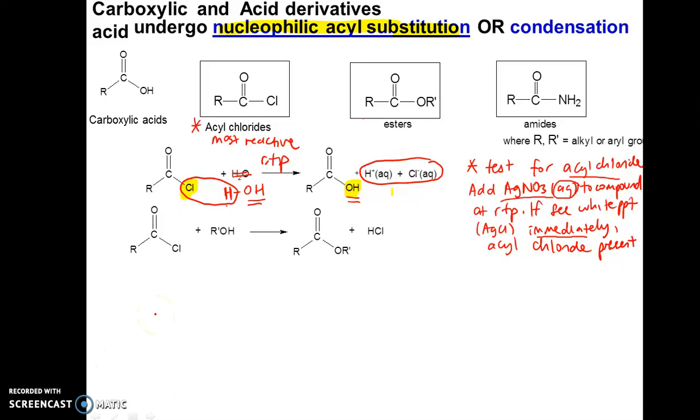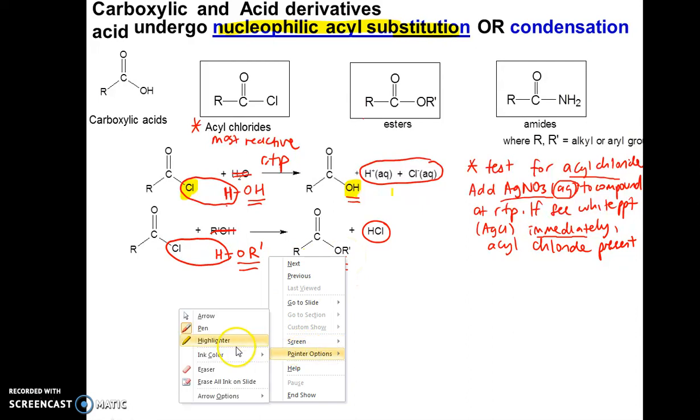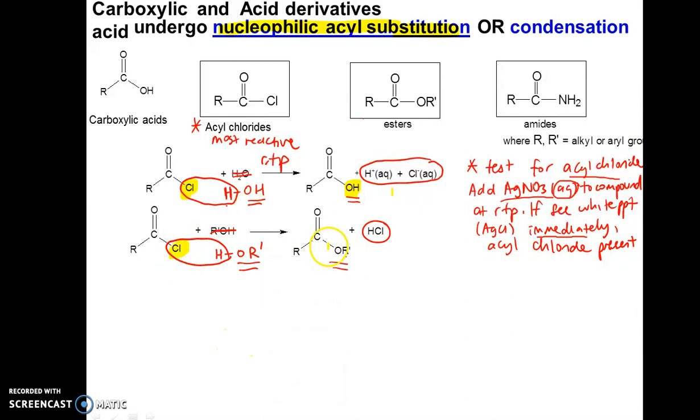Okay, next, what about with an alcohol? Let me write it this way. Can you see there is again condensation? HCl comes out, and then the OR prime will substitute the Cl. Again, nucleophilic acyl substitution. Cl is substituted with this.